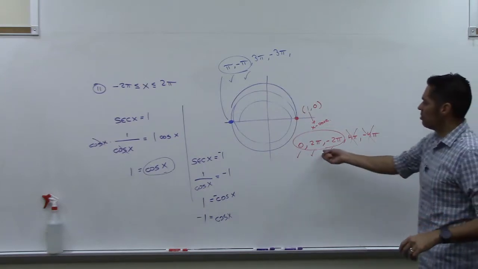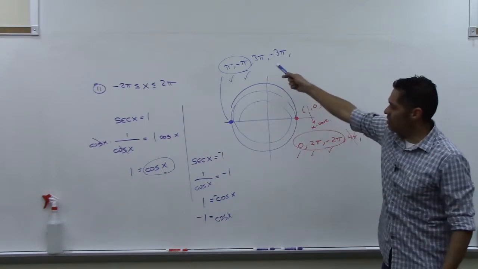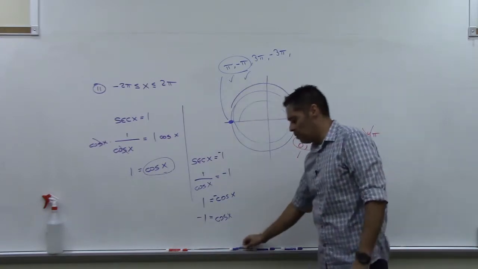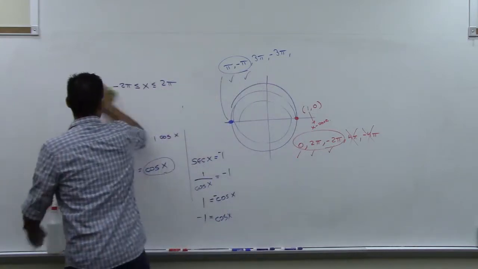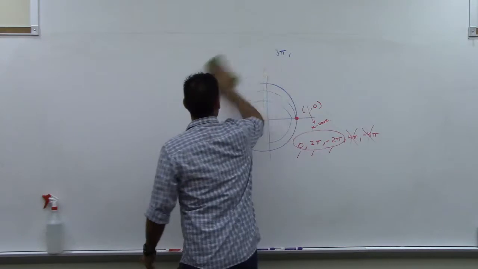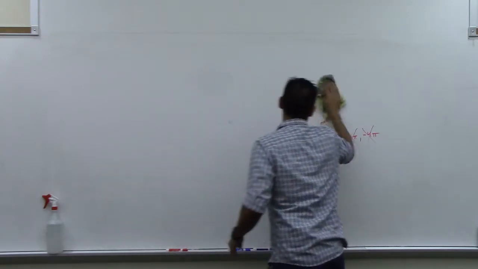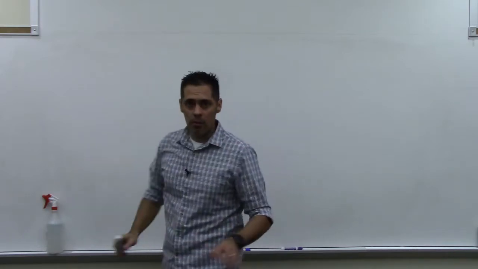So these are the answers to the first question of when is secant 1. And then this is the answer to the second question of when is it negative 1. Only between negative 2 pi and 2 pi. All right, moving on. We are on 13.